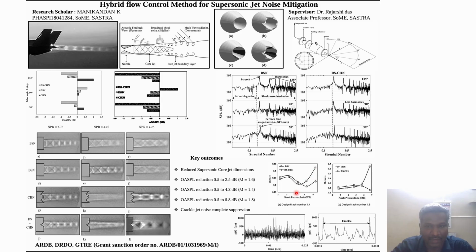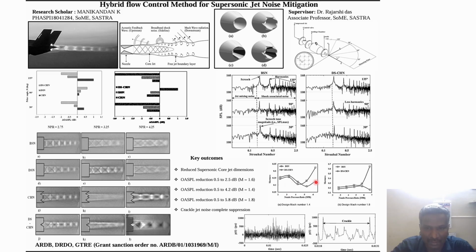I have also carried out statistical analysis using autocorrelation and cross correlation methods, and skewness based crackle jet noise analysis. Here we can see the baseline nozzle: if the skewness value crosses 0.3, it is experiencing crackle. It is happening at the highest NPR, 6.25 for Mach number 1.4 and 6.75 for Mach number 1.8.